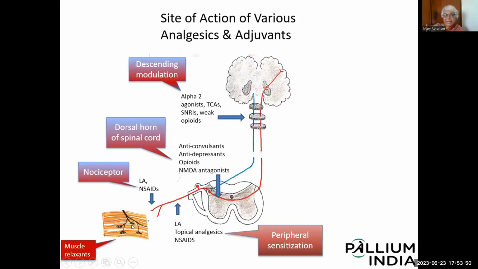So if you look at how they act on the pain pathway, you find that the muscle relaxants are acting at the neuromuscular junction. The local anesthetics and the NSAIDs are all preventing the peripheral sensitization. Again, this is a nociceptor. Then the drugs that act on the dorsal horn are the anticonvulsants, antidepressants, opioids, and the NMDA antagonists. And the ones that activate the descending inhibitory pathway of pain are the alpha-2 agonists, the SNRIs, the weak opioids, even tramadol and tapentadol and the TCAs. So this is how they act at different parts of the pain pathway.